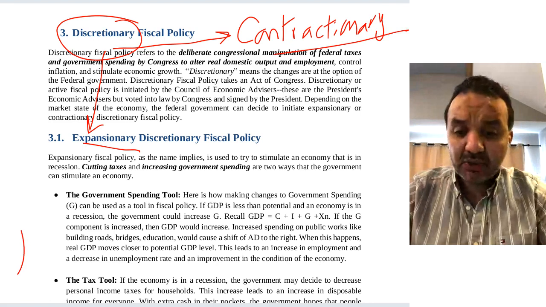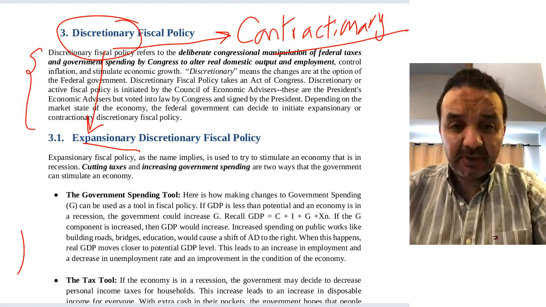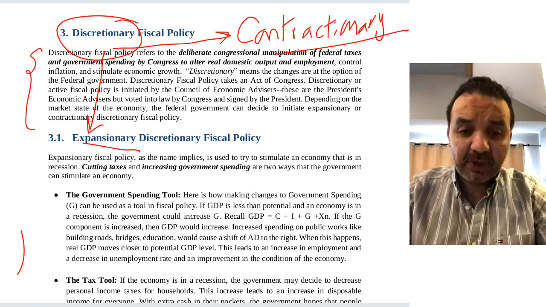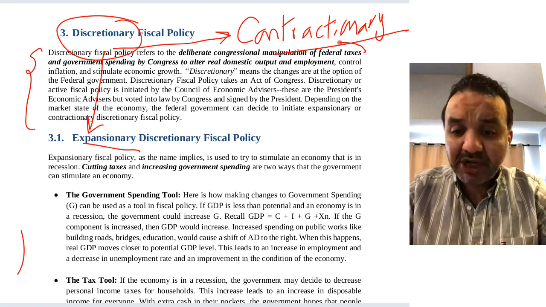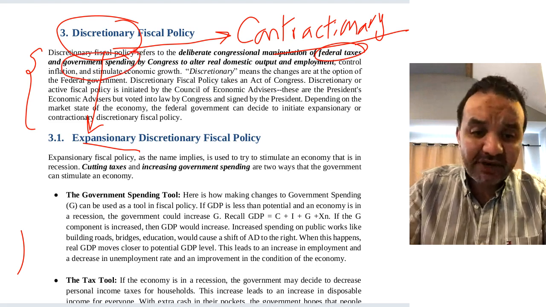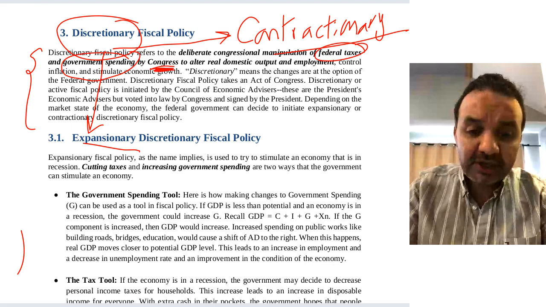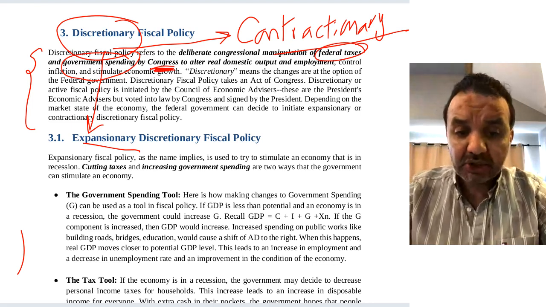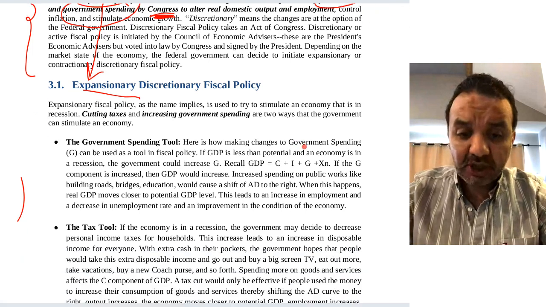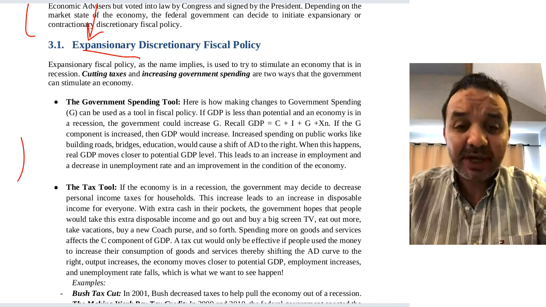Let's start with the expansionary fiscal policy. Here I'm just repeating what I said in the previous video about the different tools of fiscal policy. Fiscal policy refers to the deliberate congressional manipulation of federal taxes and government spending, because these are the two different tools of fiscal policy, and this action has to be done by Congress. So let's focus on the two types, and explain first the expansionary fiscal policy.